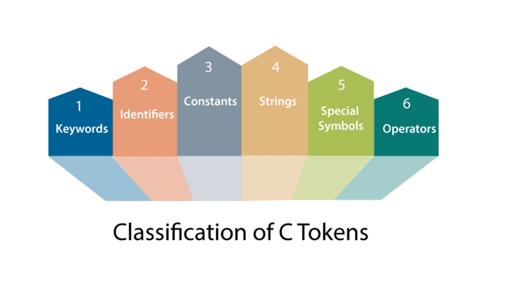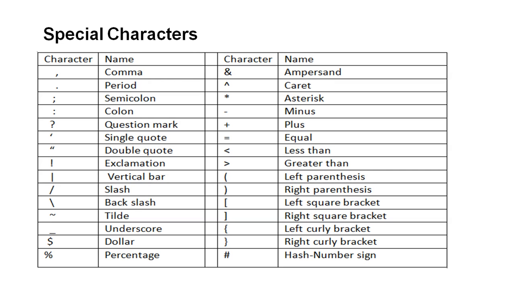And then special symbols. We have seen the special symbols. These are the special characters or special symbols for the purpose of writing a C program.